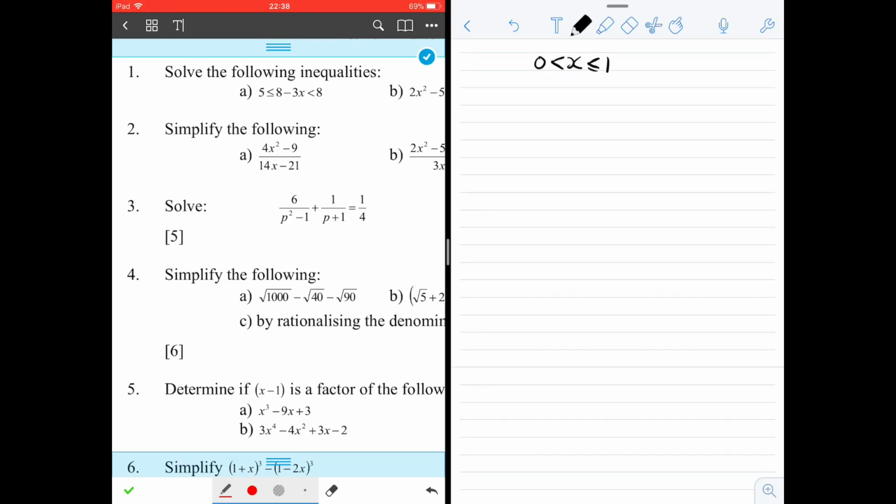Alternative method here was to try and deal with all sides at once. So I can subtract, again I'm trying to isolate the x in the middle, so I'm going to subtract 8 from all three parts of this inequality.